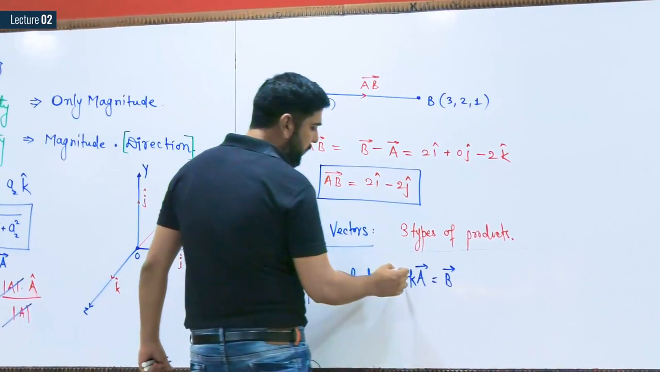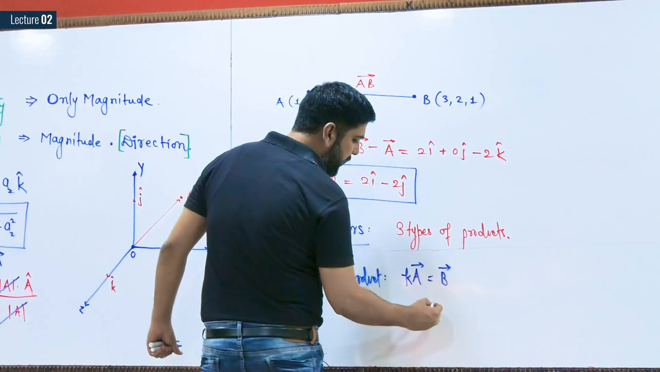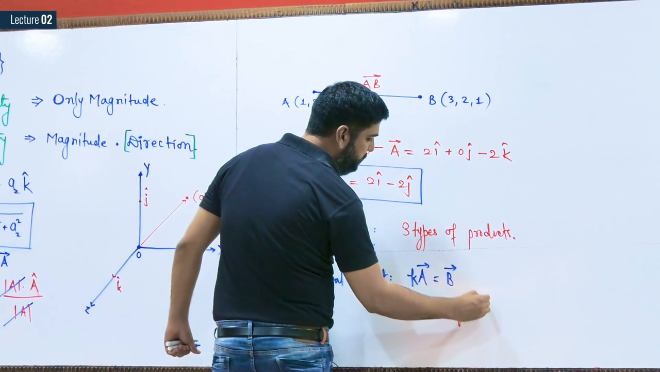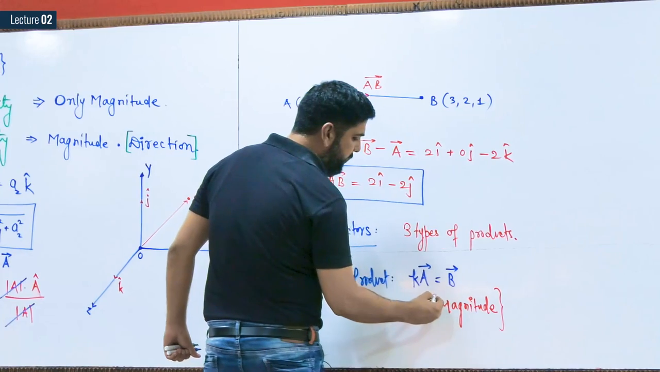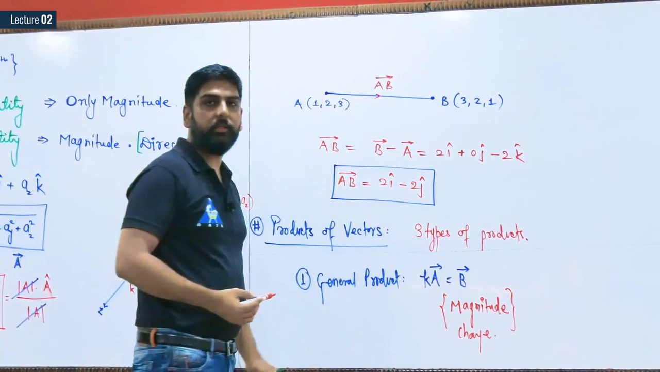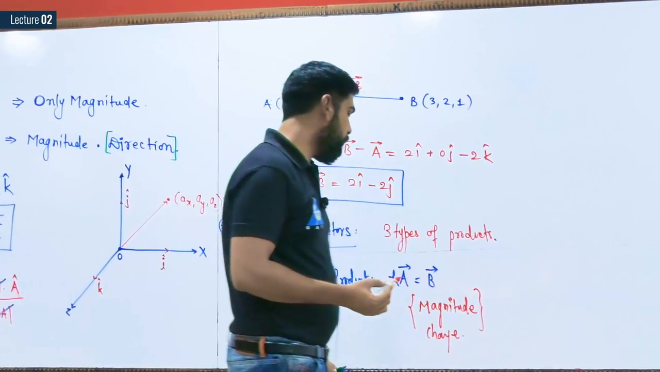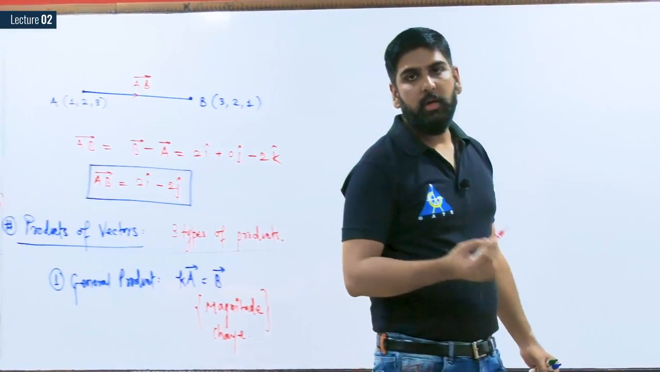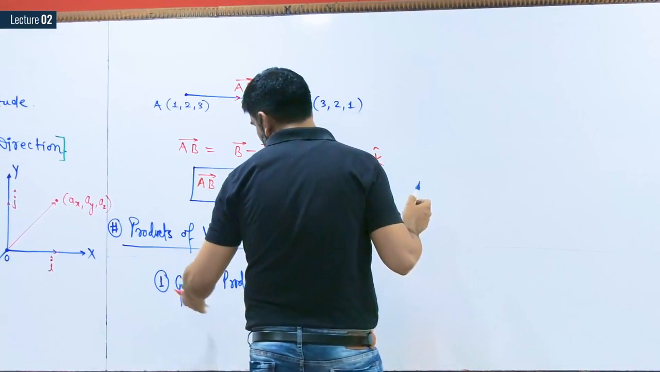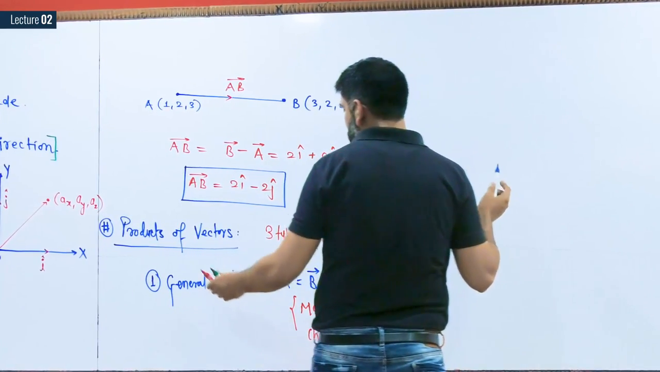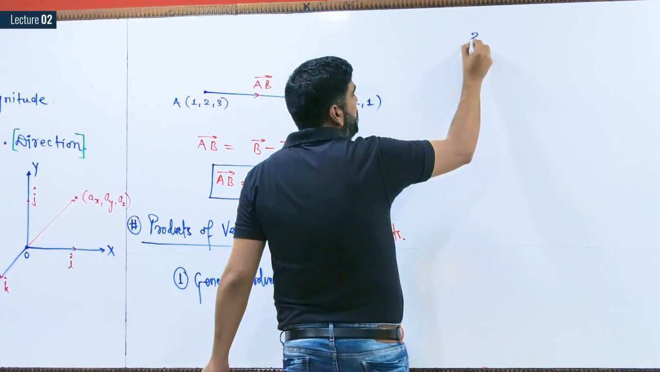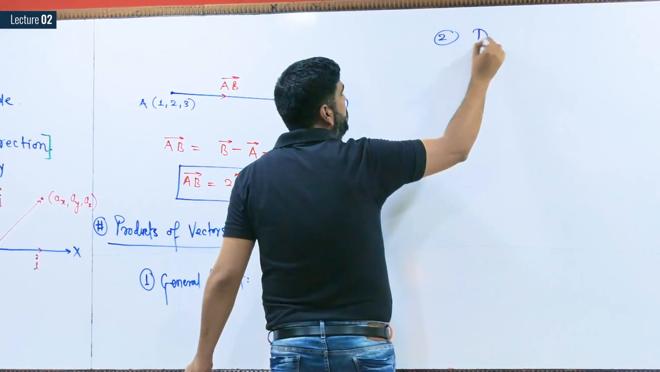So if I am multiplying a scalar with a vector quantity, then the magnitude changes. So if I want to increase the magnitude in the same direction, or if I want to decrease the magnitude in the same direction, then what can we apply? General product. It is like a simple general product, or general application, general operation also we can say, right? Number two is really important, it is the dot product.